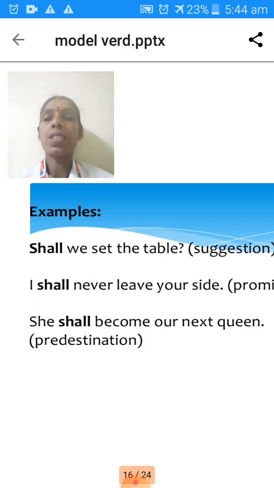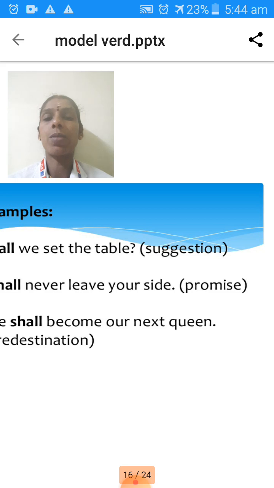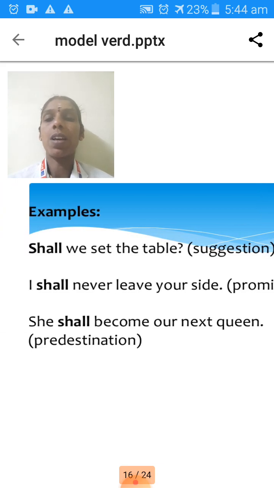Shall we set the table? It's a suggestion. Next, I shall never leave you outside. Promise. Next, she shall become our next queen. These are the categories where we use shall.